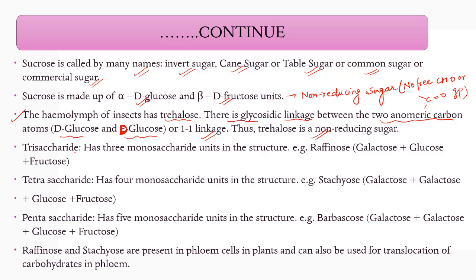non-reducing sugar. Now, raffinose is also a reducing sugar. It is formed of glucose, fructose, and galactose. It is a trisaccharide. A trisaccharide has three monosaccharide units in the structure, like raffinose, which is galactose, glucose, and fructose. So galactose, glucose, and fructose make raffinose, and it is a reducing sugar.